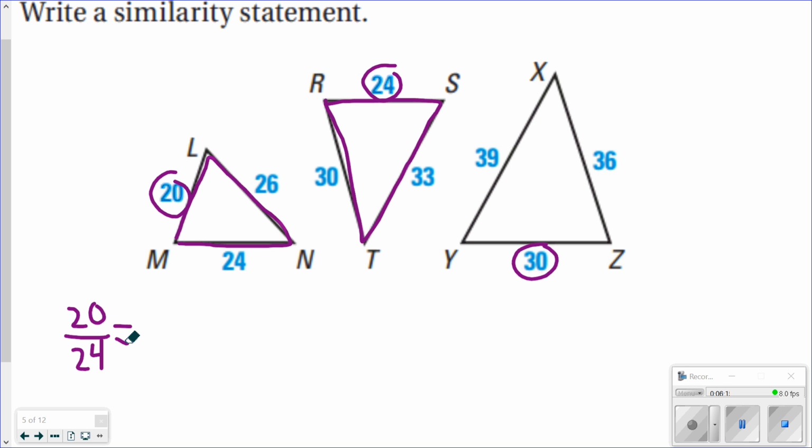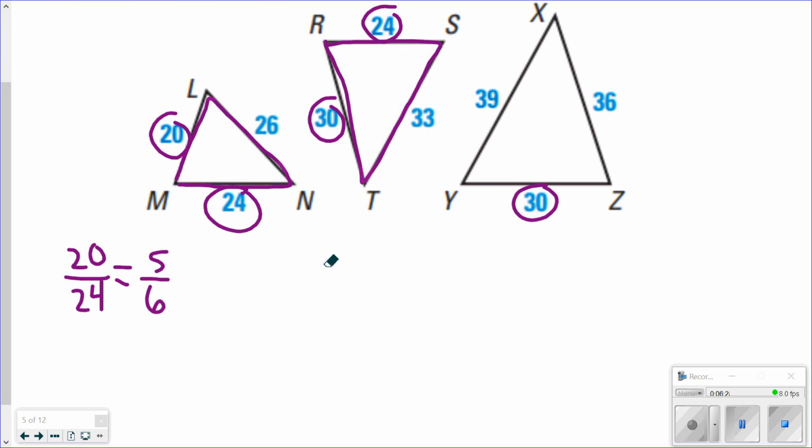And that simplifies to 5/6. Okay, so now let's look at the second largest side, which in this case would be 24. In this case would be 30. Let's see if those are the same scale factor. So I have 24 divided by 30, which simplifies to 4/5.